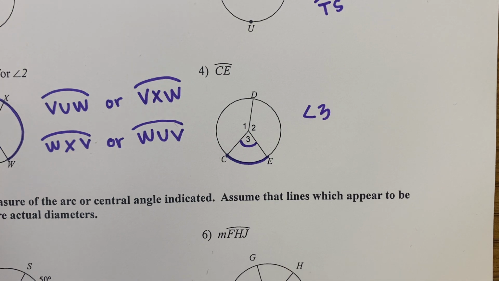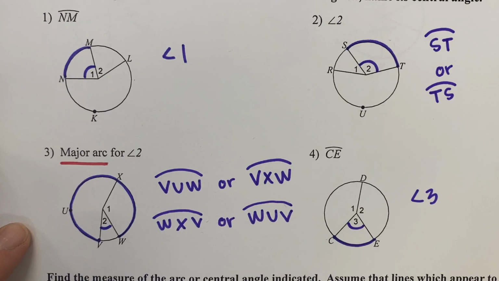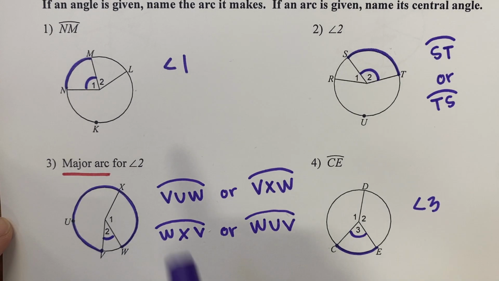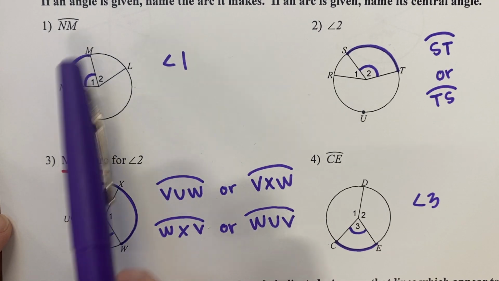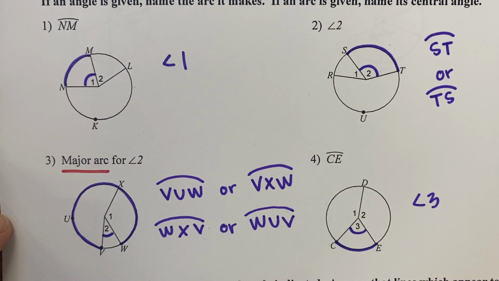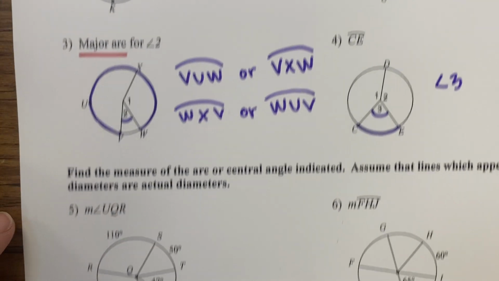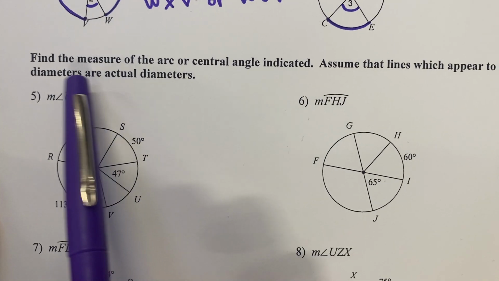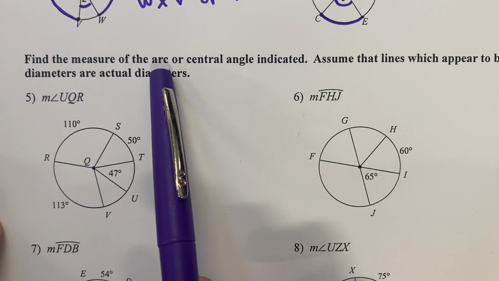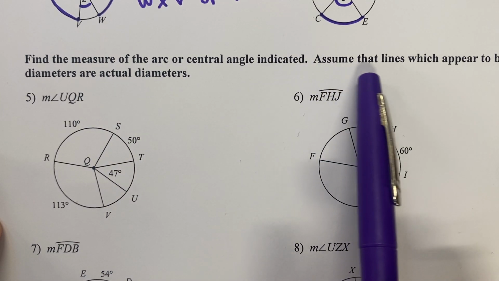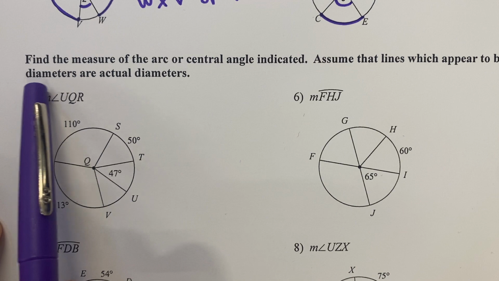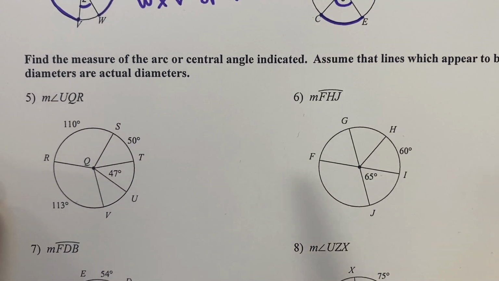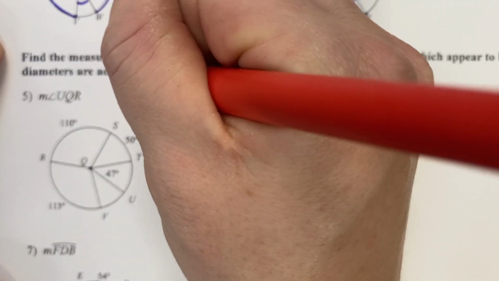Beautiful. Okay, so numbers 1 through 4, we were simply naming the angles that correspond with the arcs and vice versa. In numbers 5 through 10, it's telling us, find the measure of the arc or central angle indicated. Assume that lines which appear to be diameters are actual diameters. Okay, if we don't remember what diameters are, let's go ahead and define that word.